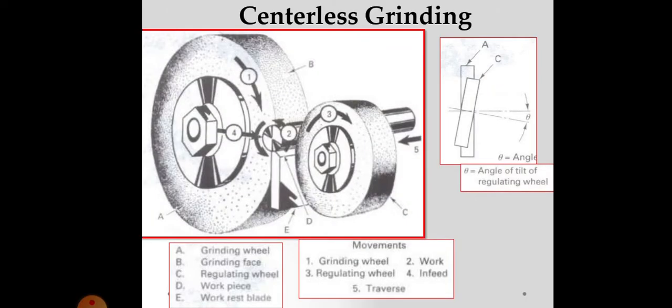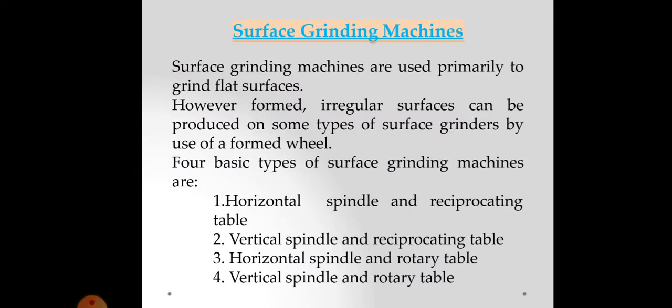And this is the centerless grinding process. In this process, 1 indicates the grinding wheel, 2 indicates the work, 3 indicates the regulating wheel, 4 indicates infeed, and 5 indicates traverse. Here also we have A, B, C, D, E categories. A indicates the grinding wheel, B indicates the grinding face, C indicates the regulating wheel, D indicates the workpiece, and E indicates the work rest blade. The workpiece is inserted in between these two wheels, and then the operation is started, and we achieve a very good surface finish on all cylindrical components.